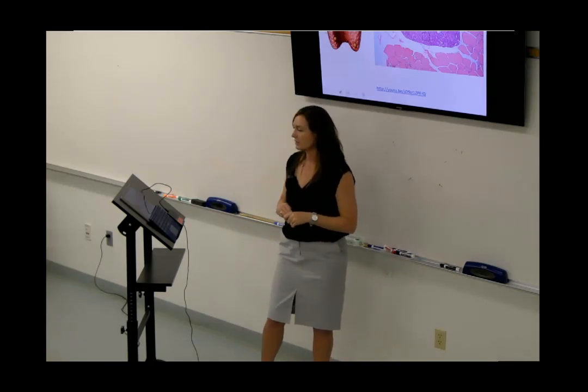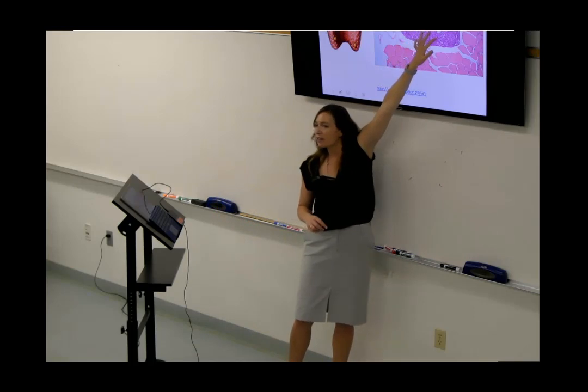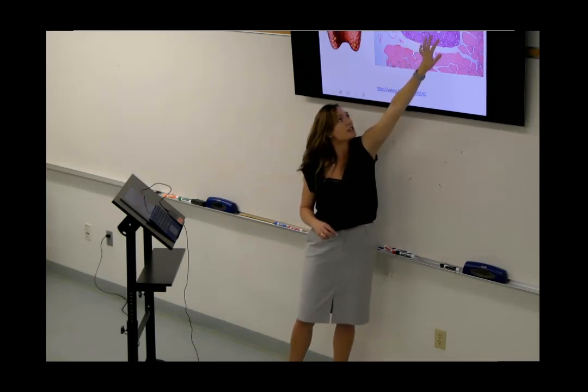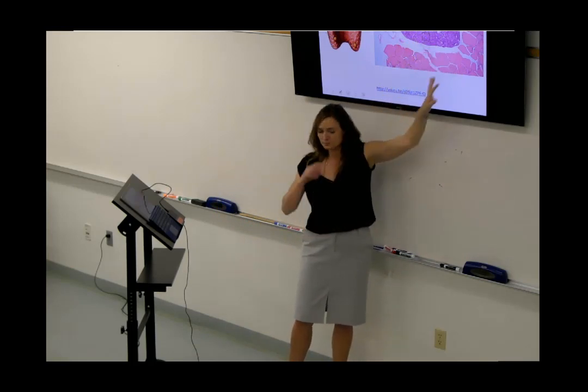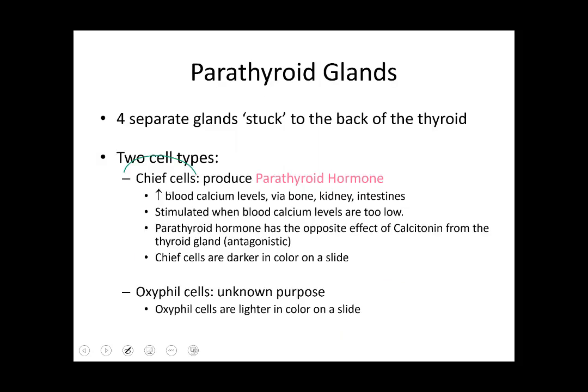So I like this histology slide because you can definitely see the parathyroid gland is histologically distinct from the thyroid gland. I love this slide because I do think it emphasizes how the parathyroid is indeed embedded within the thyroid. There are chief cells, there's actually two types of cells, but we're only going to need to know about chief cells. The chief cells make easy peasy parathyroid hormone.